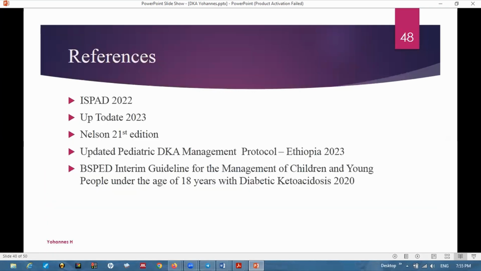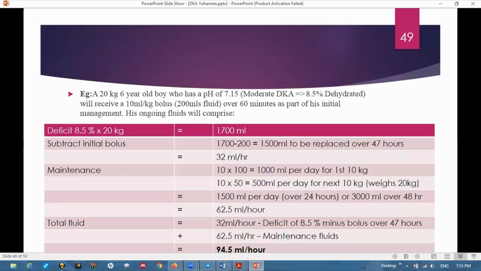Finally, these are the references and this is an example, so you can calculate it by yourself. The patient is a 20 kg, 6-year-old boy who had a pH of 7.15. So how do you calculate the fluid? How do you manage this patient?